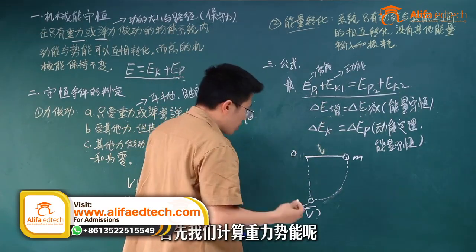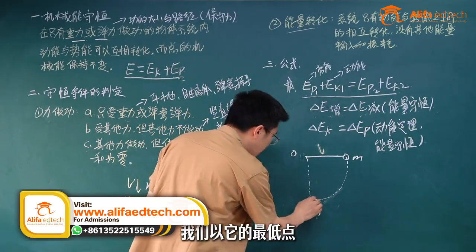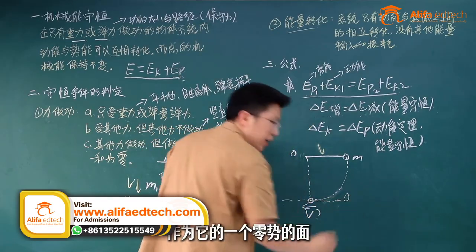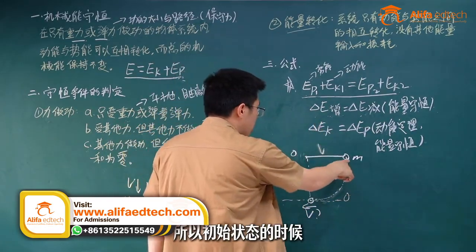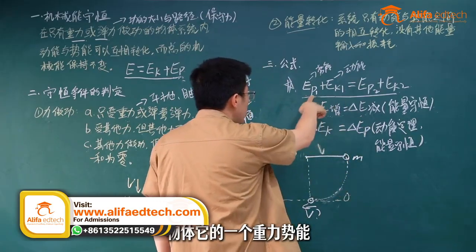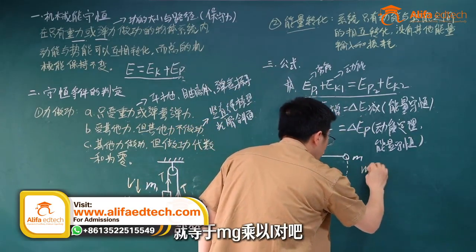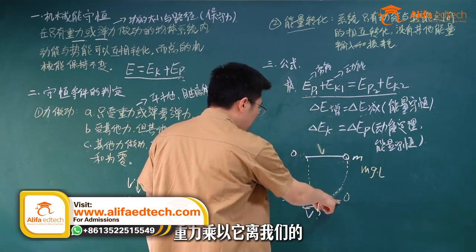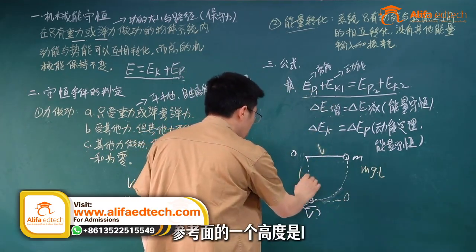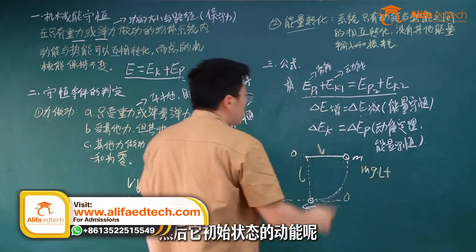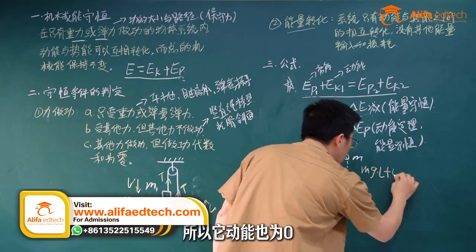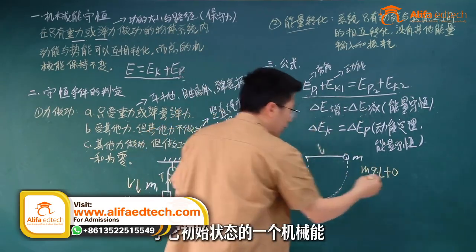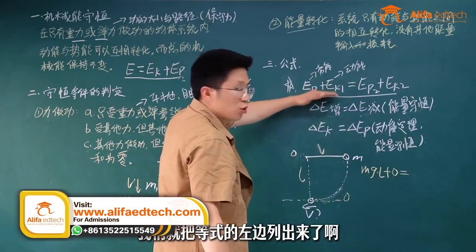First, when we calculate gravitational potential energy, we need to choose a reference plane. We'll take the plane at the lowest point as the zero potential energy reference. So in the initial state, the gravitational potential energy of the object, EP1, is equal to mgL, right? The gravitational force multiplied by its height above our reference plane, which is L. And what about its initial kinetic energy? K1 is equal to 0. By adding the potential energy and kinetic energy, we've written out its mechanical energy in the initial state, so we've written out the left side of the equation.